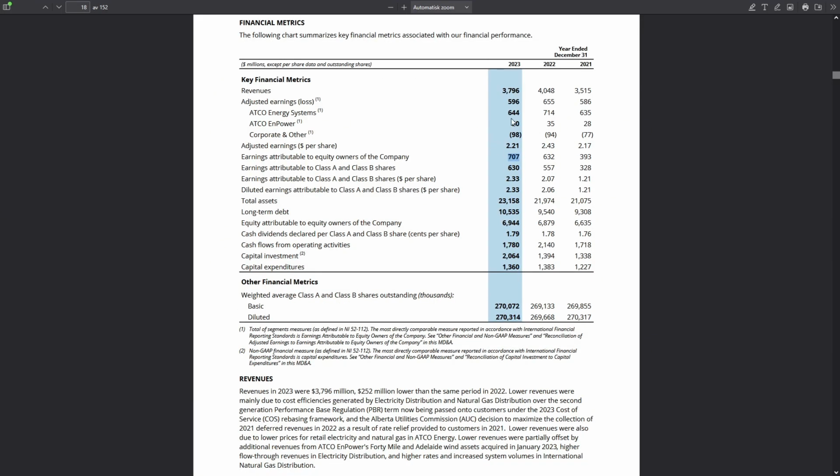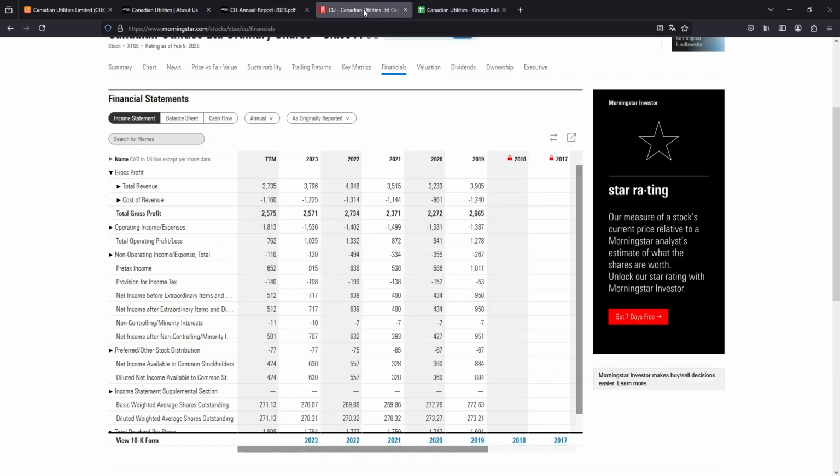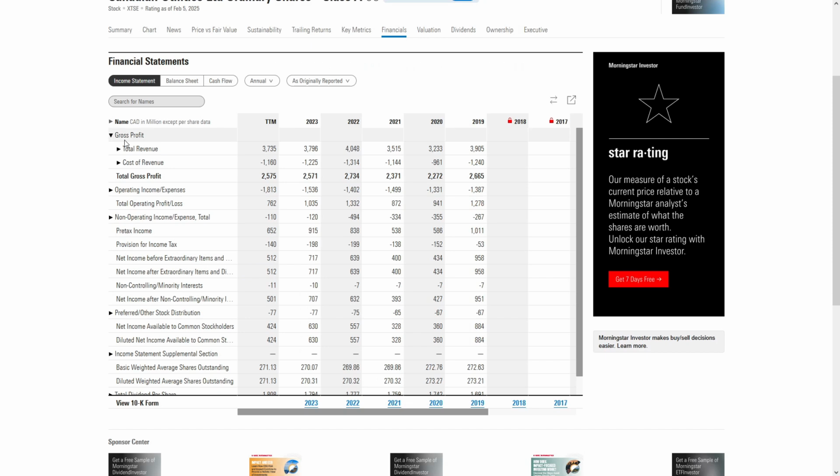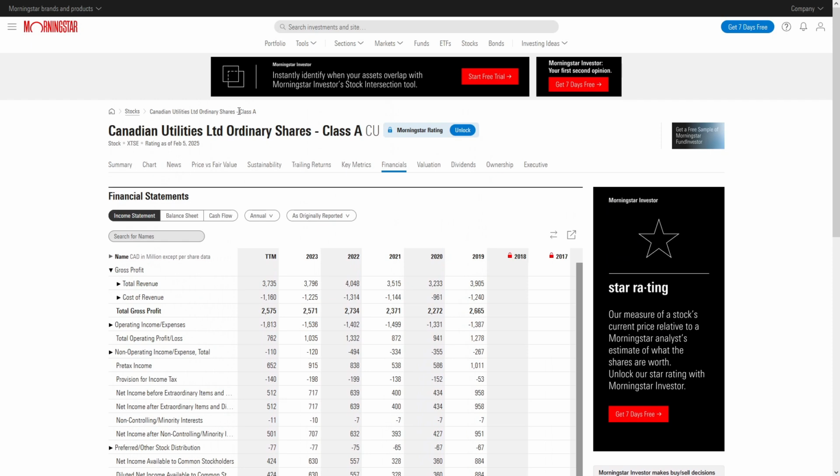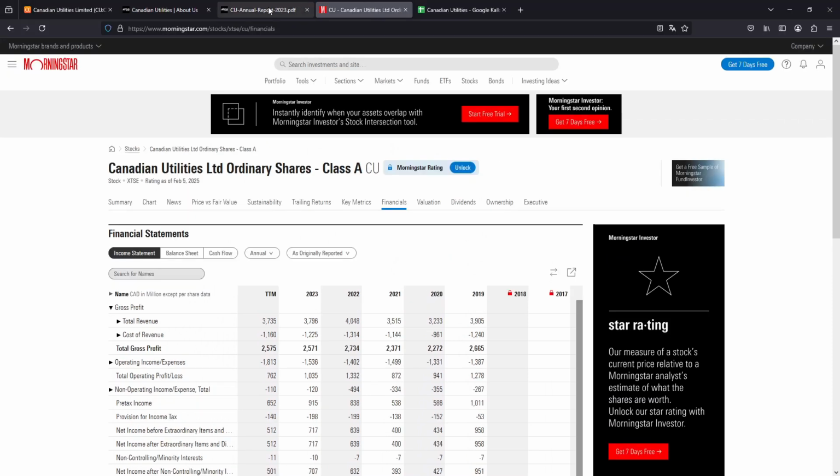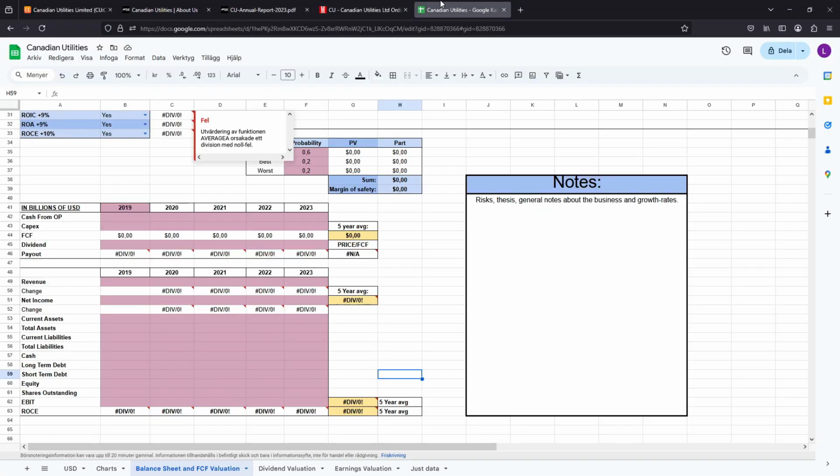So we can see 3.796 in revenue. We go over to here and we can see total revenue. It's the same number. I also checked for net income and it checks out. So I will be back in a bit when I have filled out everything for the data.